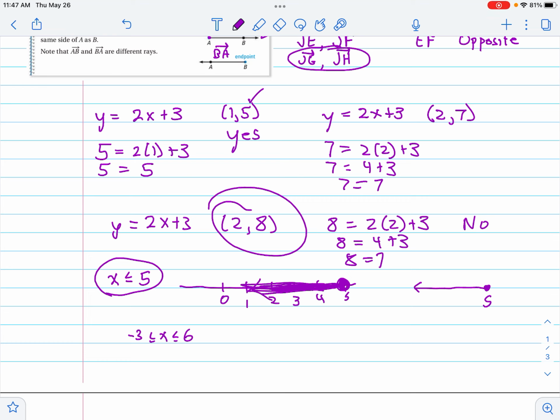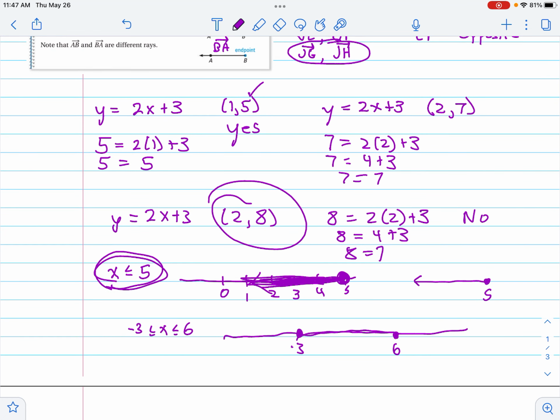Now notice this one, x less than or equal to 5, goes on forever. Every number less than or equal to 5. This one starts at -3 and it goes to 6. So it's like this, and then of course the number line goes on forever. But this would be the representation of that. Now we could also say, well, what about x greater than or equal to 4 or x less than or equal to -1? What would that look like?